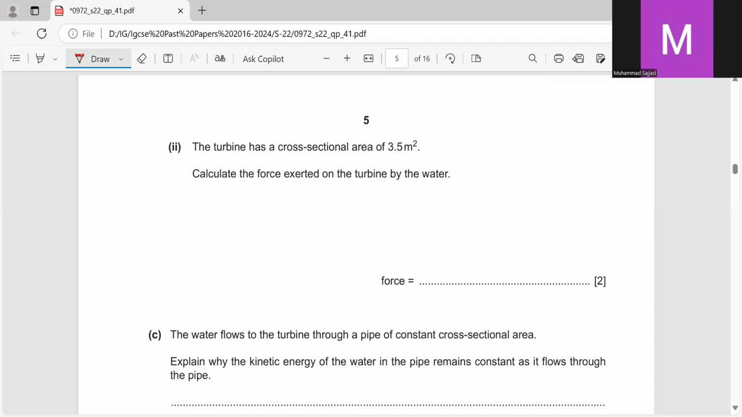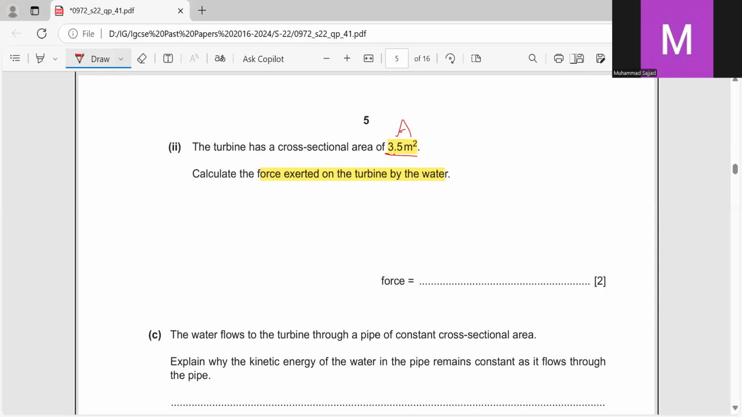Now, the turbine has a cross-sectional area this much. Calculate the force exerted on the turbine by water. Here students are making a mistake. They are thinking that we have to calculate the pressure of the water only. No, my dear friends. Water is not shielded from the atmosphere. The water stored in the dam is not protected from the atmosphere.